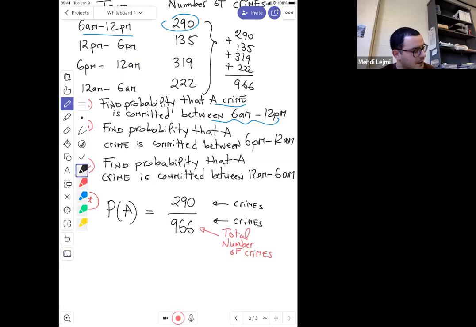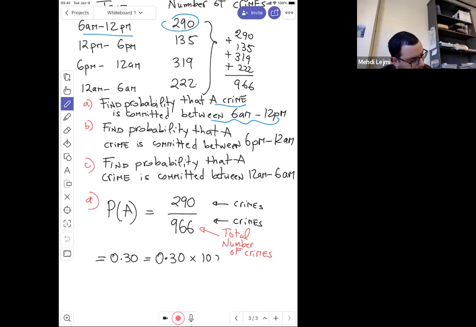And as you can see, the denominator, the number in the bottom, is larger than the number in the top. So 290 over 966 is 0.30, right? And then you convert this to a percentage by multiplying by 100%. So multiply by 100, that's 30, and there is a percent. Don't forget the percent, right? That's 30%.